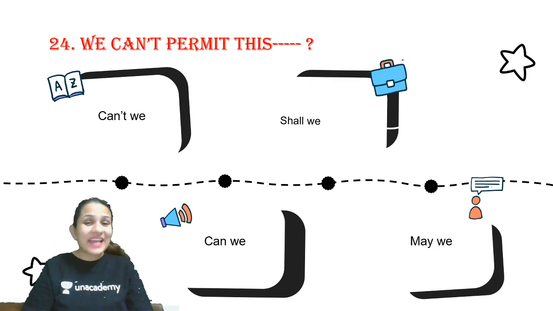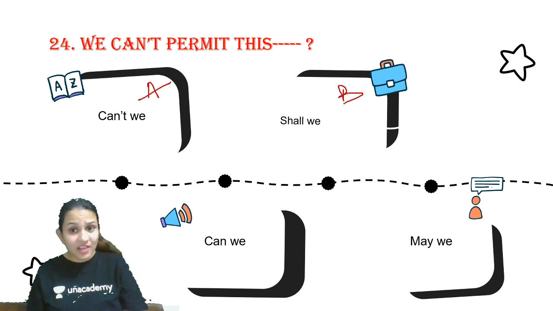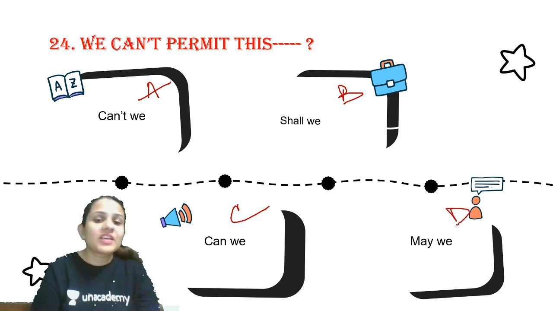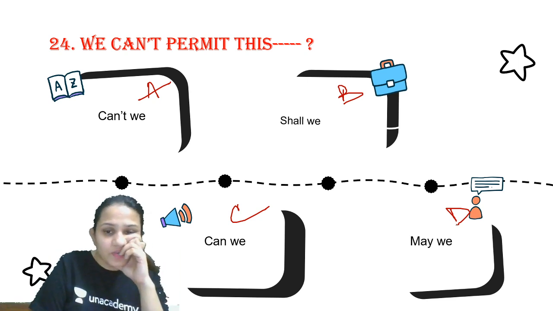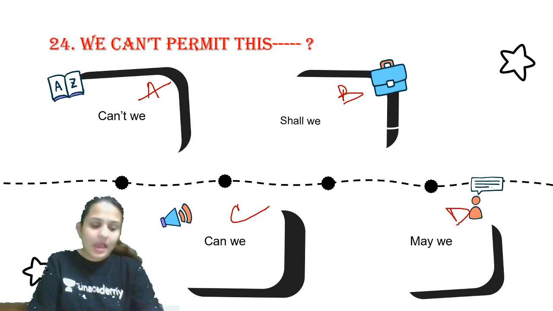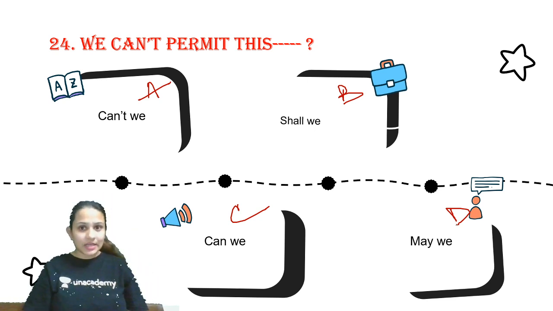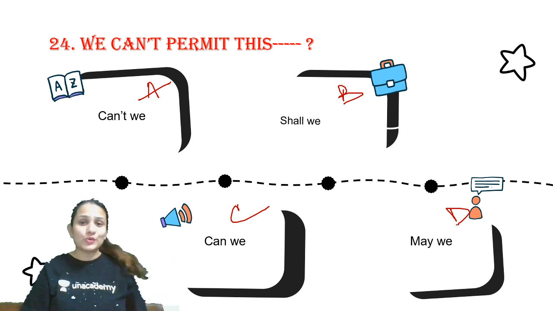Next, we can't permit this. Can't we? Shall we? Can we? Maybe. We can't permit this. I already told you the rules and a very big hint in the last question. So I think you would do this question correctly.